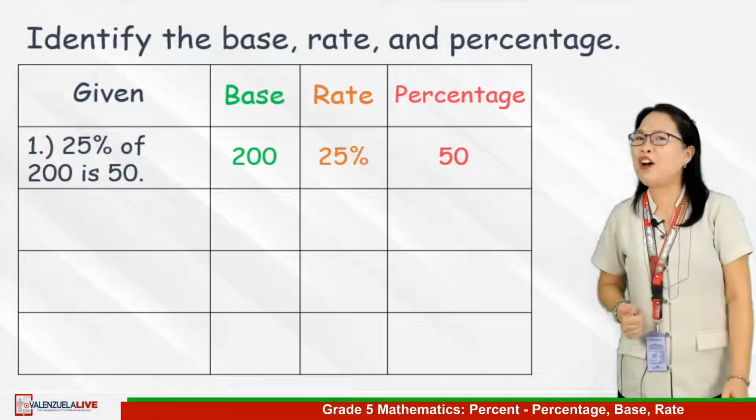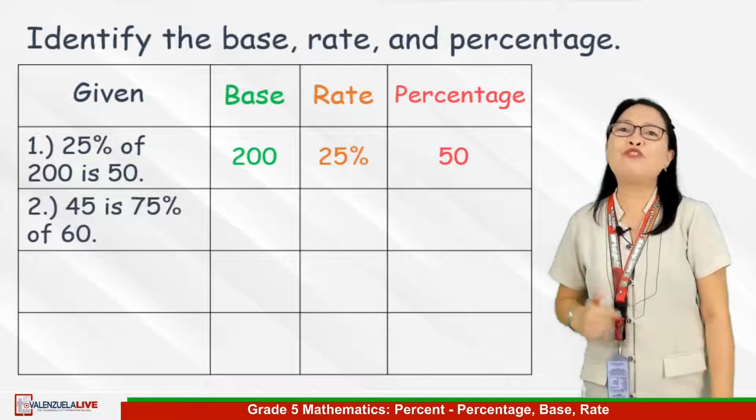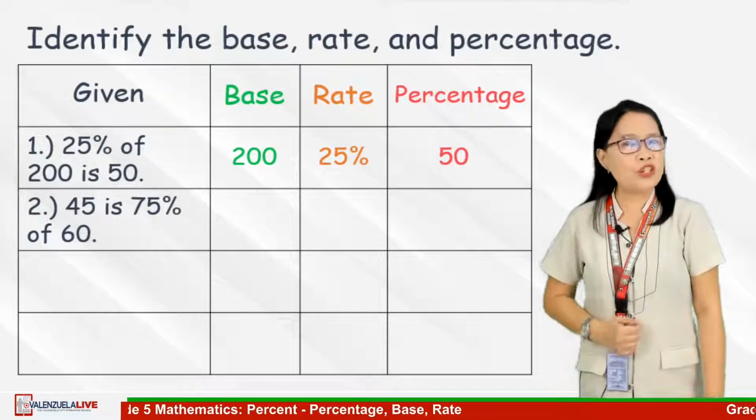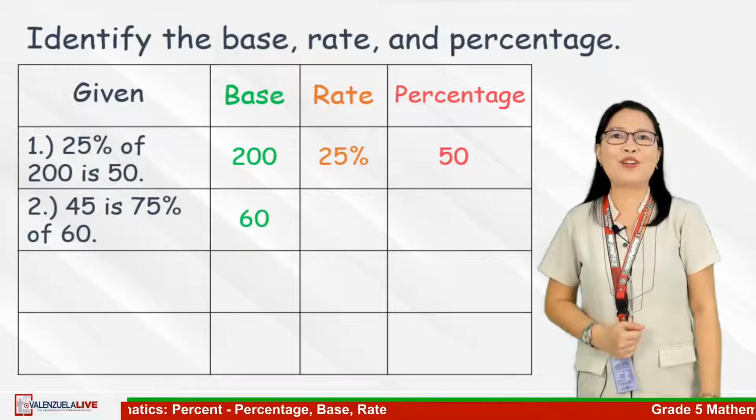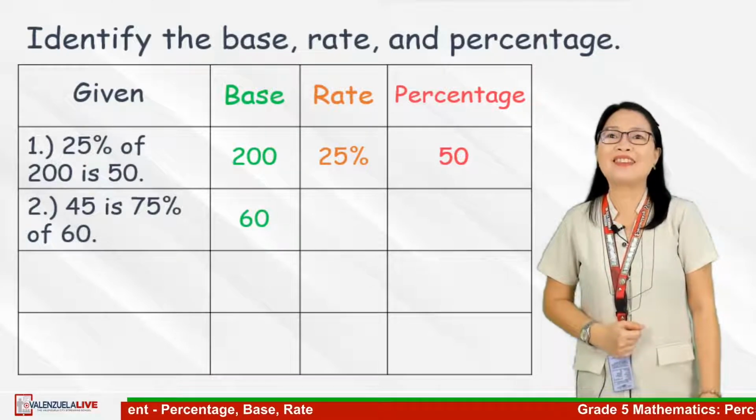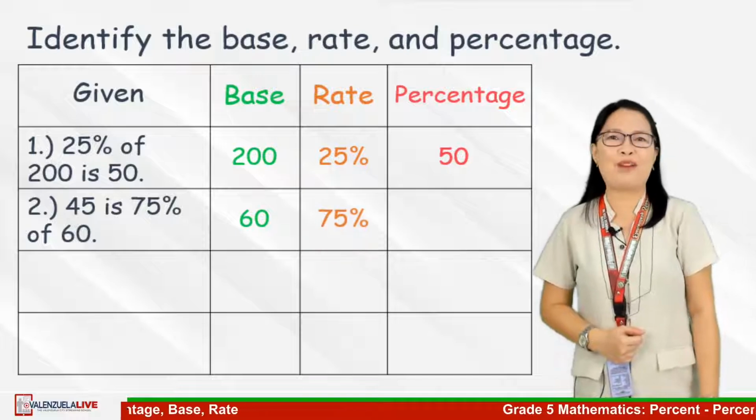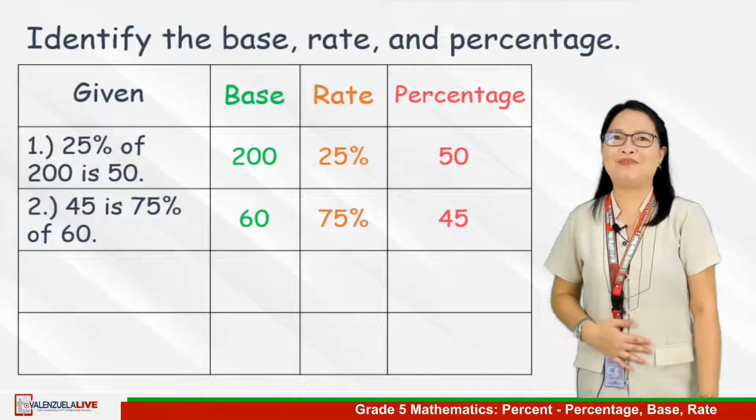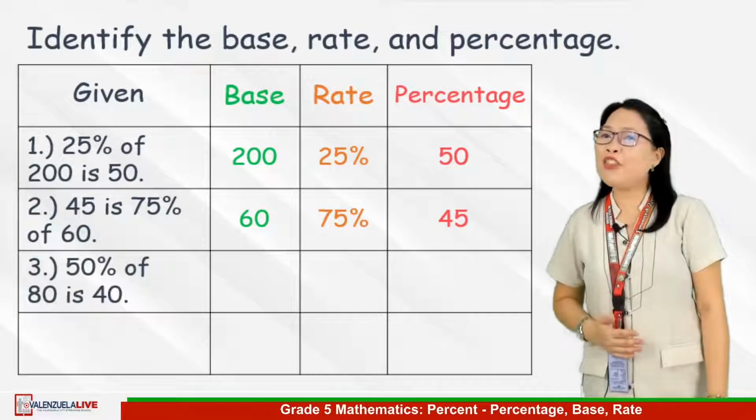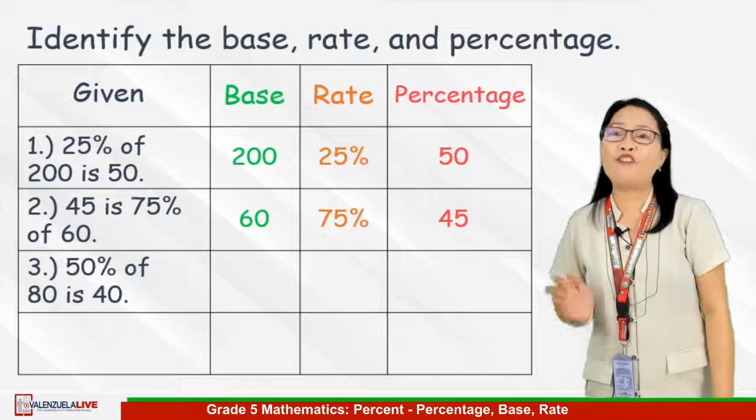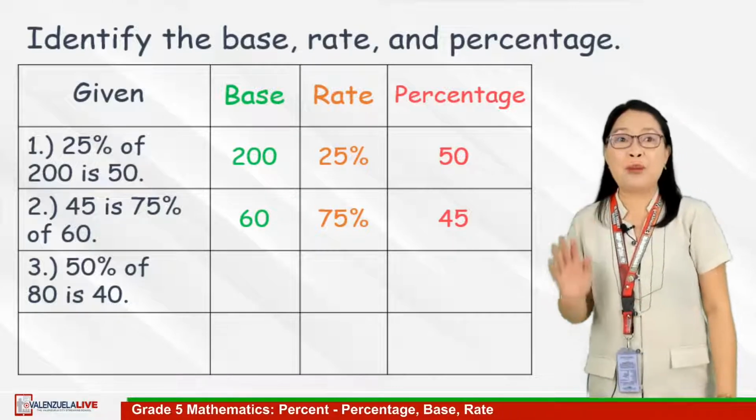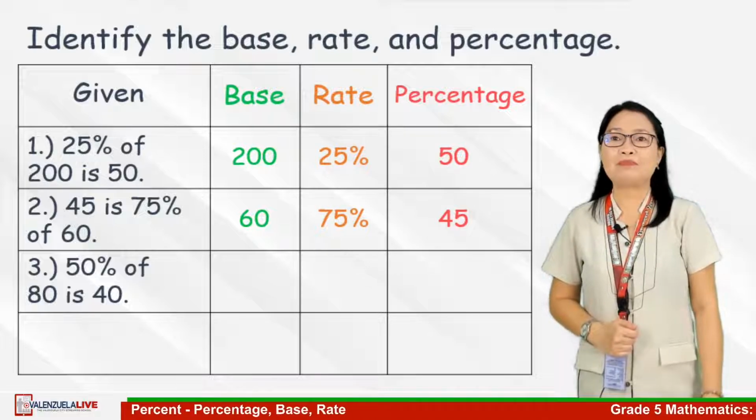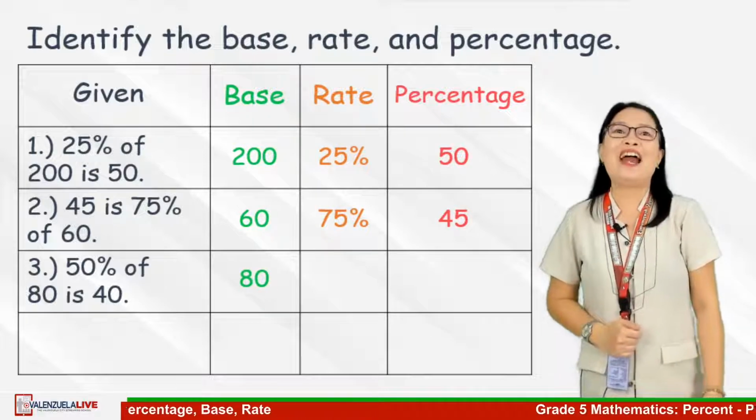Okay, good. Let's have another example. For number two, 45 is 75% of 60. Which do you think is the base? Okay, it's 60. The rate, it's 75%. And the percentage, it's 45. Okay. Number three, 50% of 80 is 40. 50% of 80 is 40. Which is the base? It's 80. And the rate?